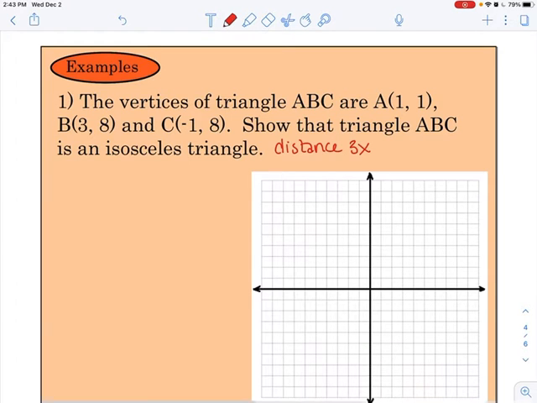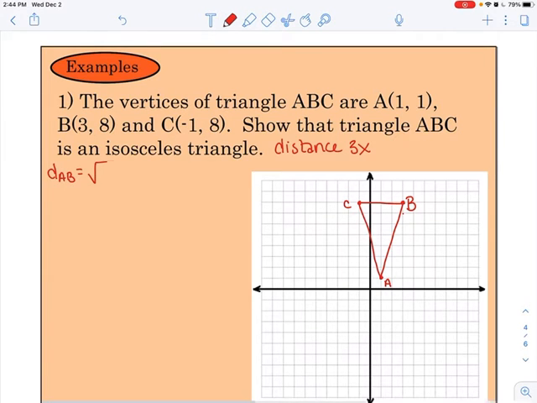So I'm just going to graph this so I know what I'm looking at here. A is (1, 1). B is (3, 8). B is here. And C is (-1, 8), which will be there. Just so we have an idea of what's going on. Okay, so the first thing that I'm going to do is find the length of side AB. So I need to find the distance of AB.